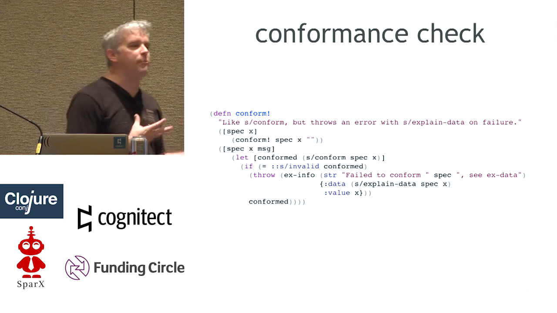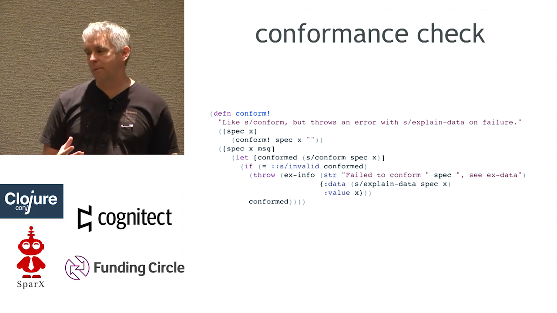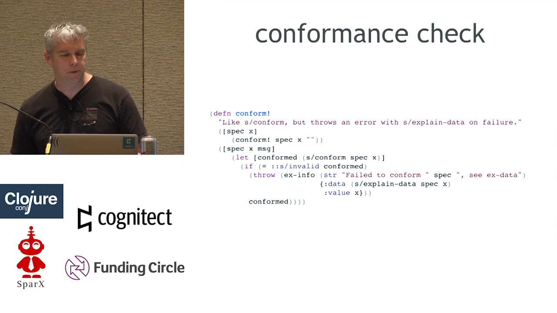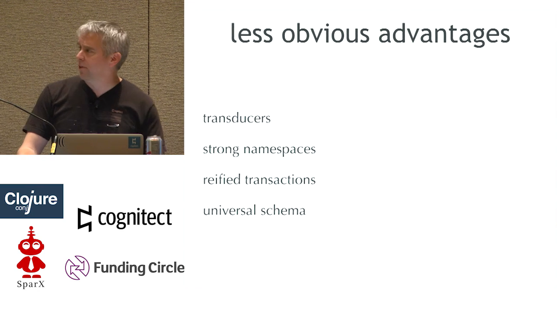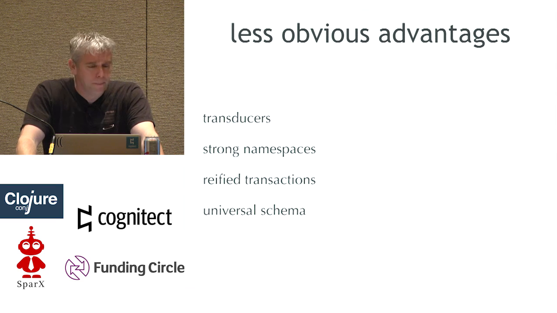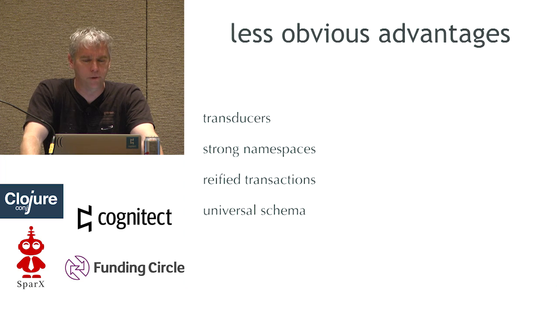So that's kind of obvious advantages of using Clojure: having the ability to describe things as functions, being able to use spec, and come back to existing systems. There are some less obvious advantages, and I want to spend more time on these. And this is transducers, strong namespaces, reified transactions in Datomic, and universal schema in Datomic.